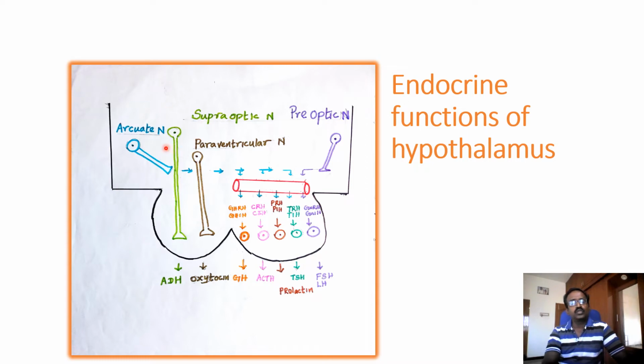And the posterior pituitary is connected with the hypothalamus by the hypothalamo-hypophyseal tract. Here the supraoptic and paraventricular nuclei secrete the ADH and oxytocin, which are released and stored in the posterior pituitary. Whenever the hormone is needed, it is released from the posterior pituitary into the circulation.